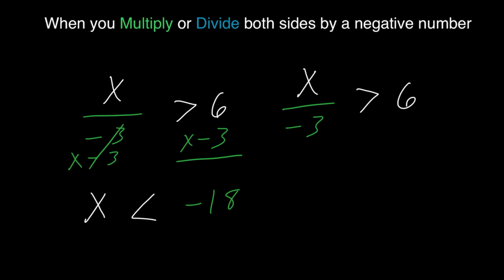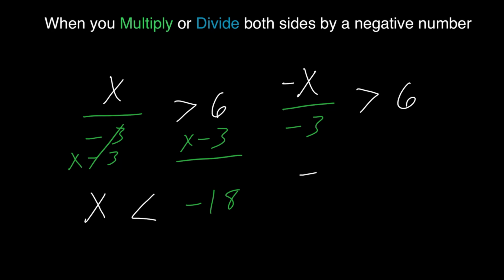Remember, if you divide two negative numbers by each other, it becomes positive. We need a positive number to be greater than 6. We can't have a negative number saying it's greater than 6, because it's not. So x has to be negative. Now, what negative number divided by negative 3 is greater than 6? It basically has to be 3 times as big as 6. So how about negative 18?